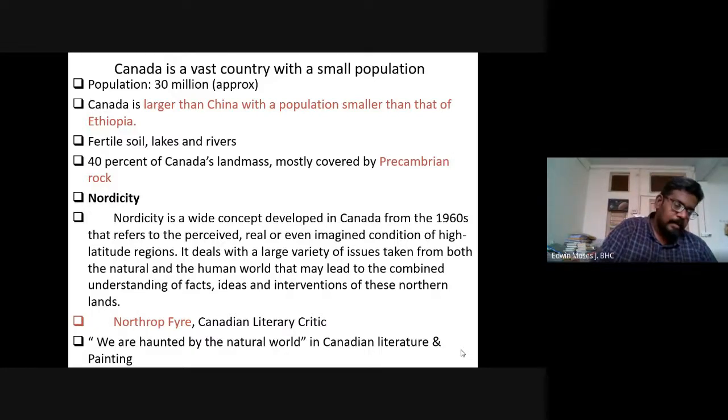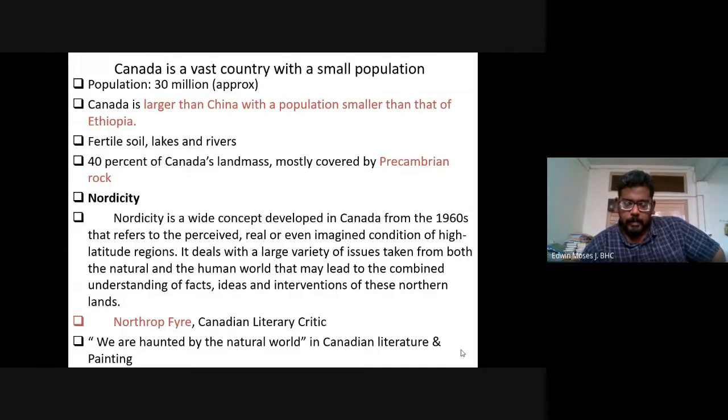That is this aspect of Nordicity, the northernness of Canada, and how people perceived it, how they experienced it, right? That is the wide concept of Nordicity, and so many associations you can relate with it. So just get to know about this, and as we read the texts, we will be able to relate some of these concepts like survival, Nordicity, garrison mentality. Such terms and concepts you will associate, right? Thematic concerns with regard to literature.